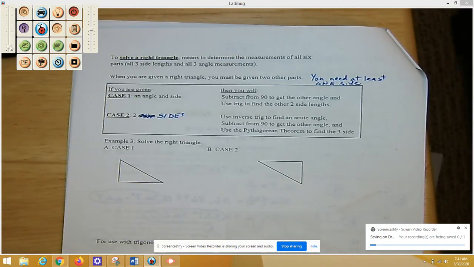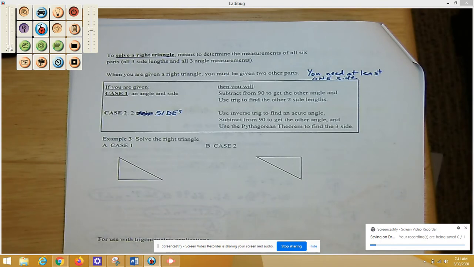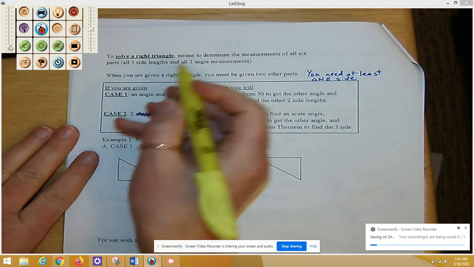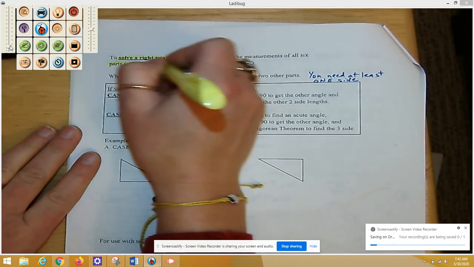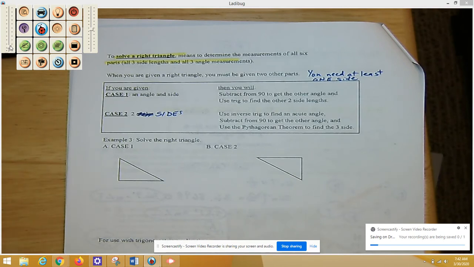Alrighty, hi everybody. So now we're going to use trigonometry to solve a right triangle. Solving a right triangle means you're going to determine all six parts: all three side lengths and all three angle measures. When you are given a right triangle, you must be given two other parts. Technically that's three parts, because you know you have a right angle and then two other parts.